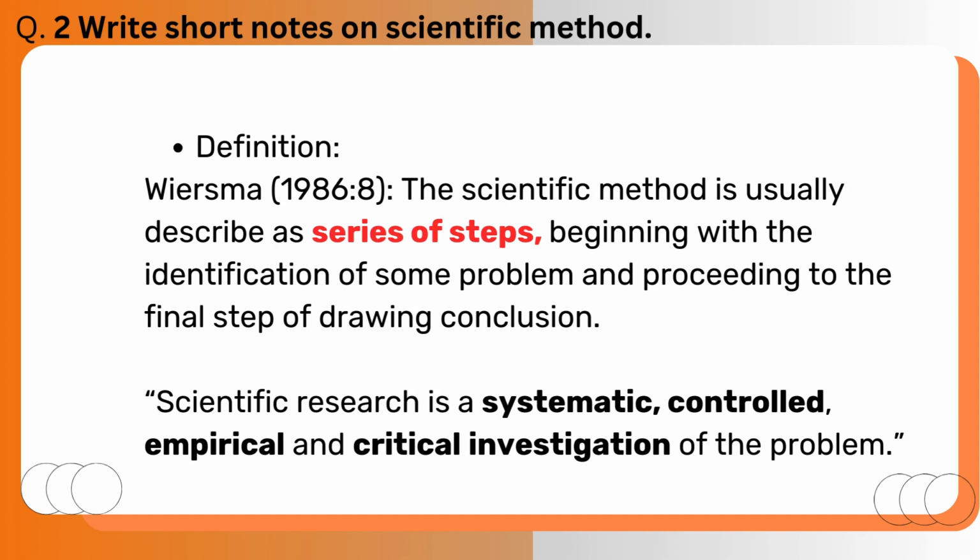Scientific method is a systematic, controlled, empirical, and critical investigation. That means scientific method studies something in an organized and careful way. Systematic control means it's not randomly taken, it's a controlled way. And empirical means it's based on real evidence. And critically investigated means it involves questioning and testing ideas to get trustworthy answers.